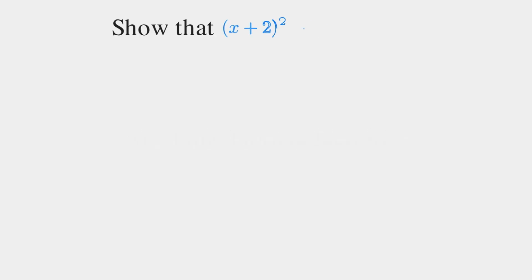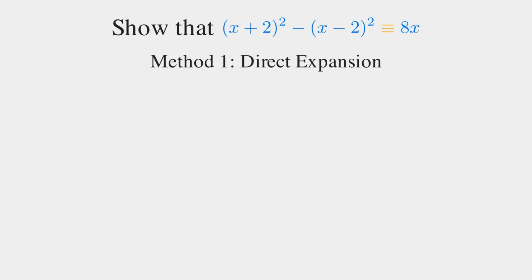In this example, we need to show that the expression (x plus 2) squared minus (x minus 2) squared is equivalent to 8x. This means it's true for all values of x. Let's explore two ways to prove this. Now, method 1 is direct expansion.